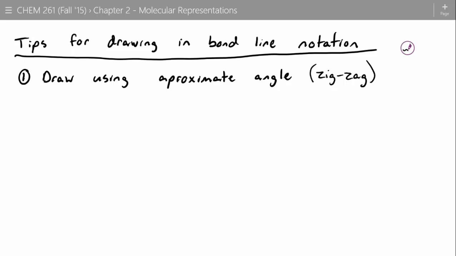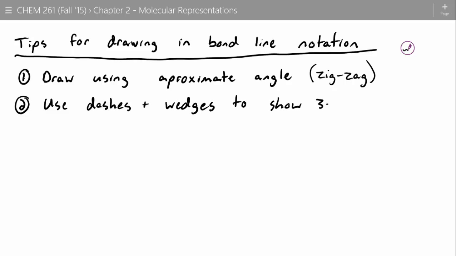All right, number 2 is use dashes and wedges to show 3D layout. We're going to cover this a lot more later, but if you do have a 3-dimensional part of your molecule, try to represent that. If it's sticking out towards you, draw that as a wedge. If it's sticking into the board, draw it as a dash.